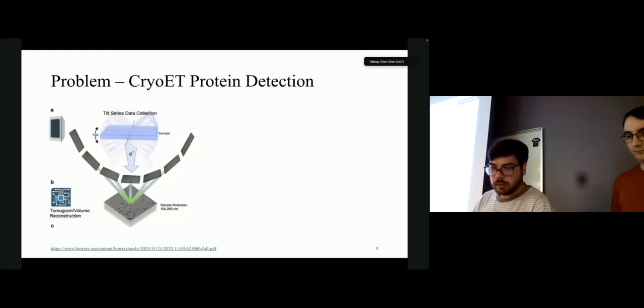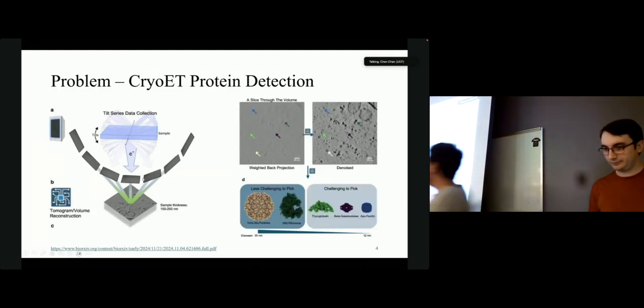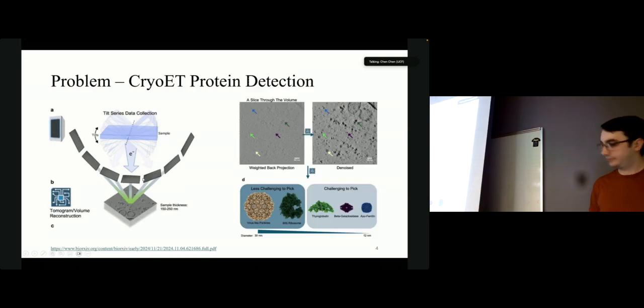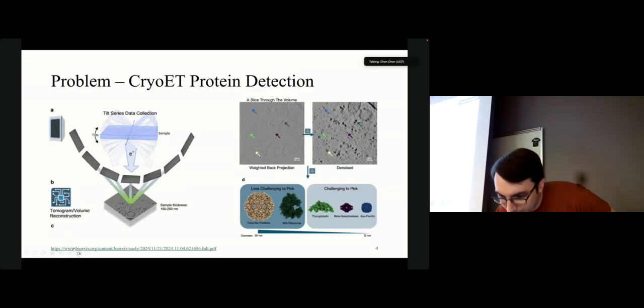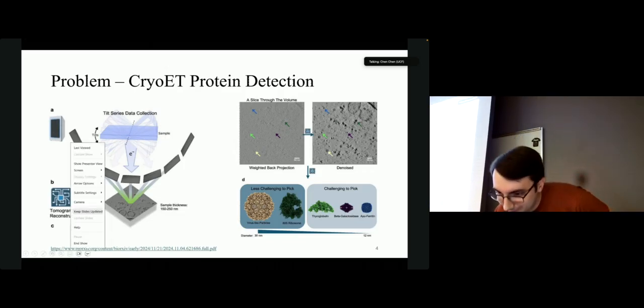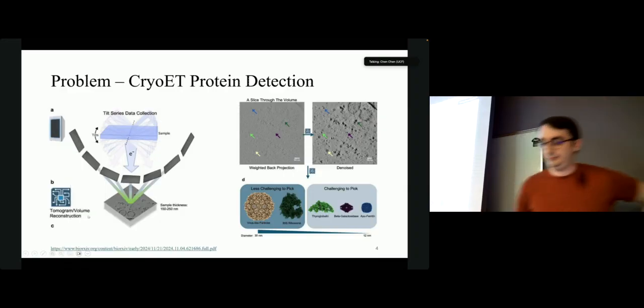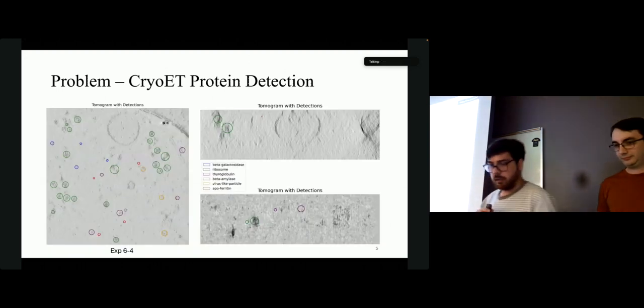Basically, you have the sample here. You freeze it, and then you have the tomography. Then you get the image, and you have some proteins here. You can see that these are the proteins that we have, but not all of them are the same protein. In our problem, we want to classify these proteins, and I will show you another example of the detection.